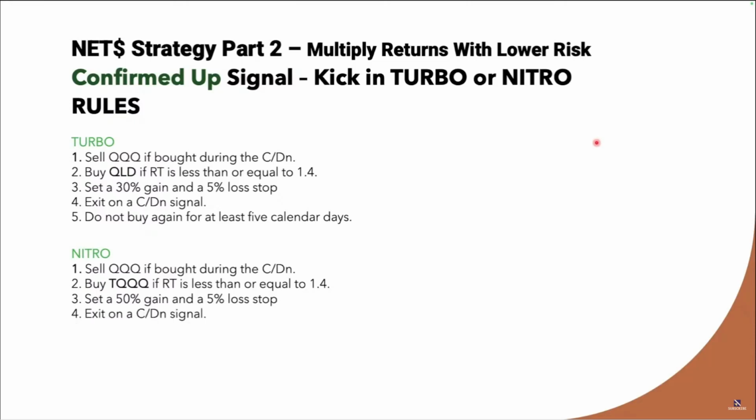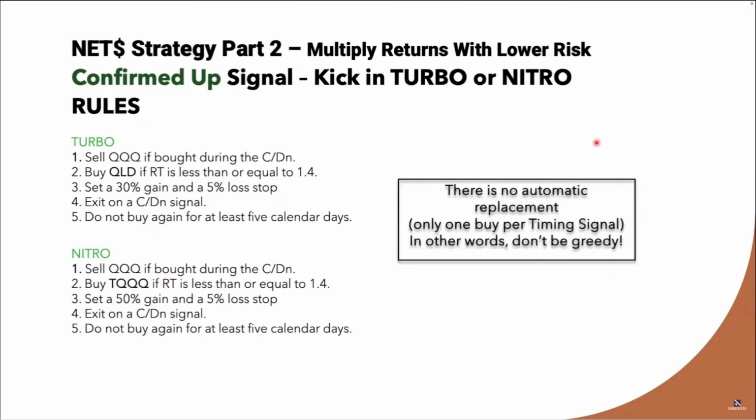And I'm also going to just exit on a confirmed down signal. So that's the 2 parts to the strategy. It's very simple. And as I mentioned, I get the signal and then I open the trade at the next market open. And this one has the 5 calendar days again. So the one thing here is once I've had the trade, if I get stopped out or if I get my gain, I don't rebuy during that timing signal.